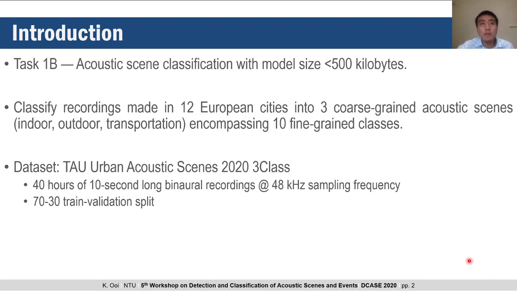The dataset provided for this task is the TAU Urban Acoustic Scenes 2020 3-class dataset, which contains 40 hours of 10-second long binaural recordings captured at a sampling frequency of 48 kHz. It also features a 70-30 train validation split, which we use to assess our model performance.